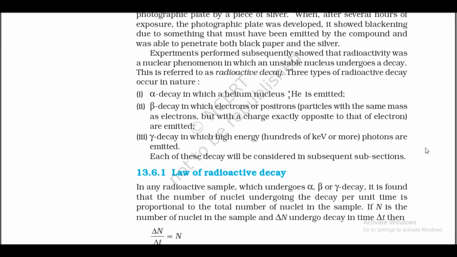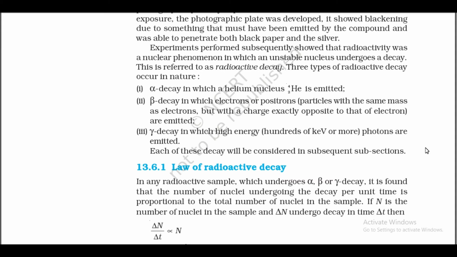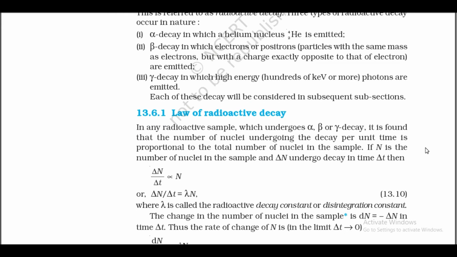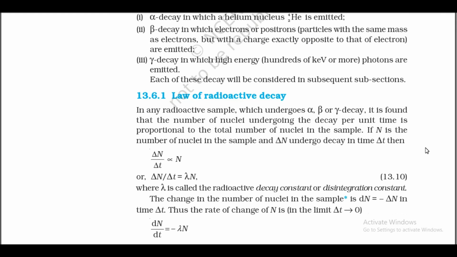Experiments performed subsequently showed that radioactivity was a nuclear phenomenon in which an unstable nucleus undergoes a decay. This is referred to as radioactive decay. Three types of radioactive decay occur in nature. First, alpha decay, in which a helium nucleus, 2He4, is emitted. Second, beta decay, in which electrons or positrons, particles with the same mass as electrons but with a charge exactly opposite to that of electrons, are emitted. Third, gamma decay, in which high energy photons, of the order of keV or more, are emitted. Each of these decays will be considered in subsequent subsections.